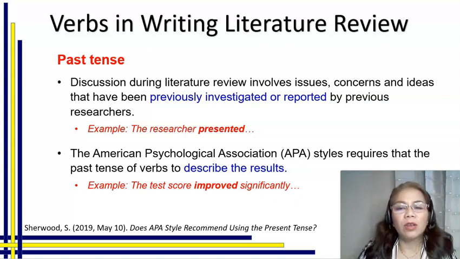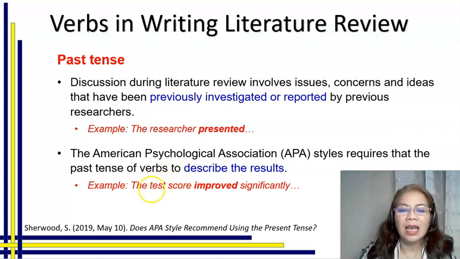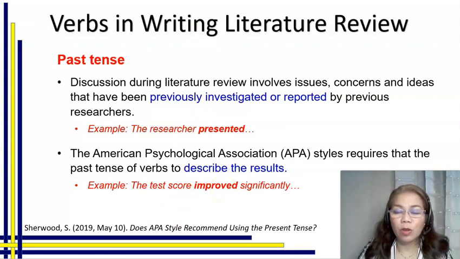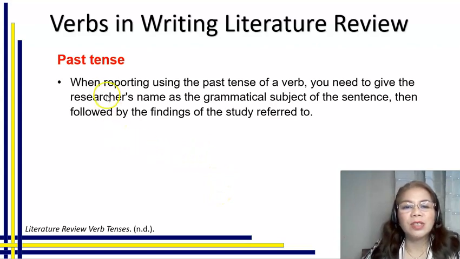The American Psychological Association, or the APA style, requires that the past tense of the verb be used if you are describing the results of your data analysis. For example, you will say, the test score improved significantly. Take note, you are using the past tense form of the verb here because you are referring to a reported data analysis.